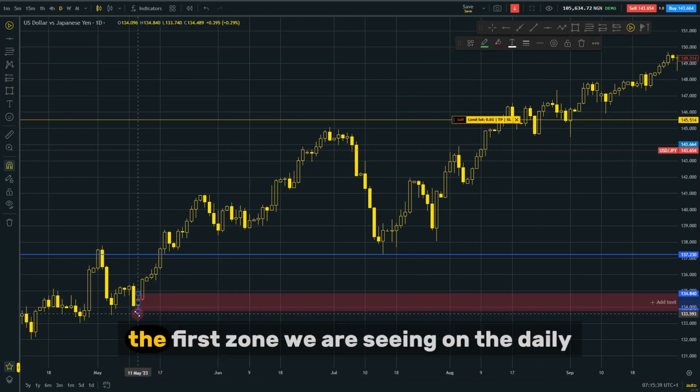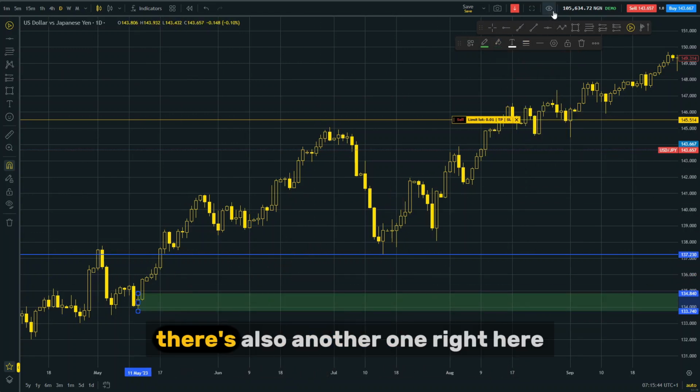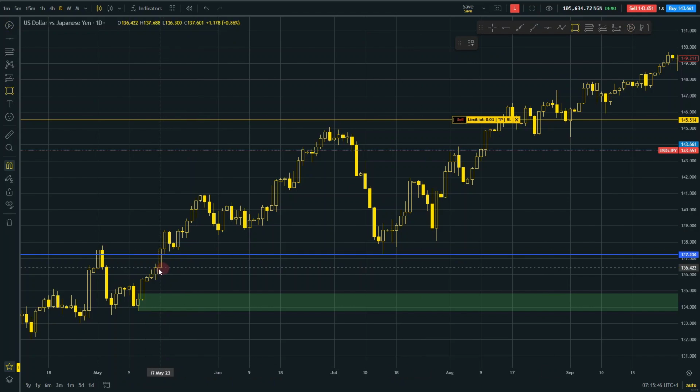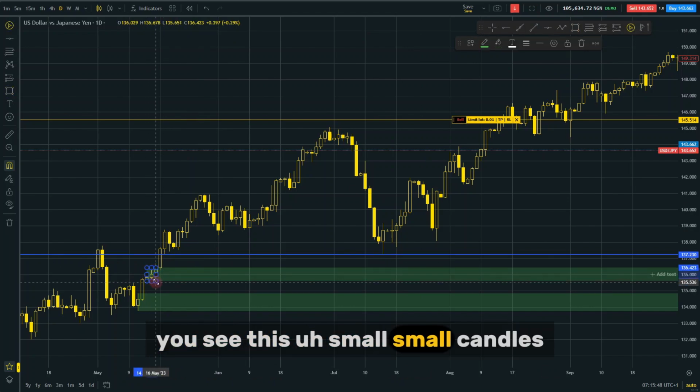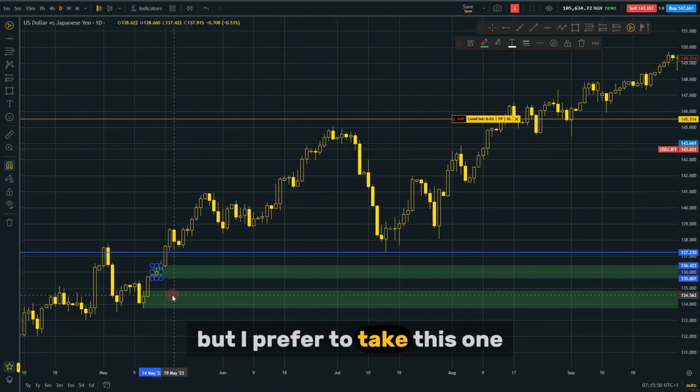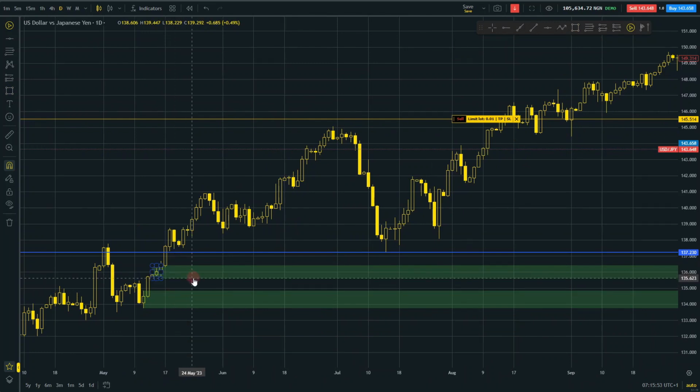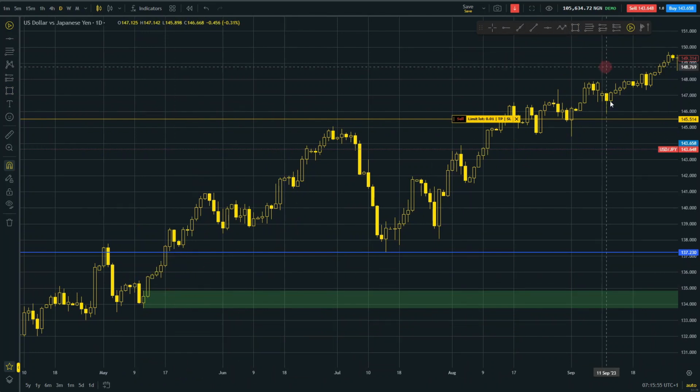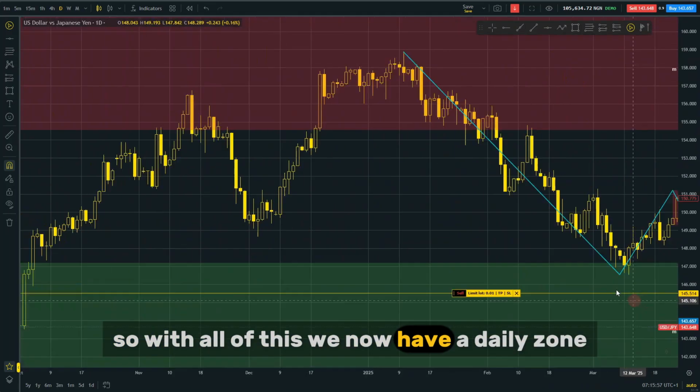So this is the first zone we are seeing on the daily. The first daily zone. There's also another one right here. You see these small candles, but I prefer to take this one because this is like the extreme. I prefer to take the extreme. So with all of this, we now have a daily zone.